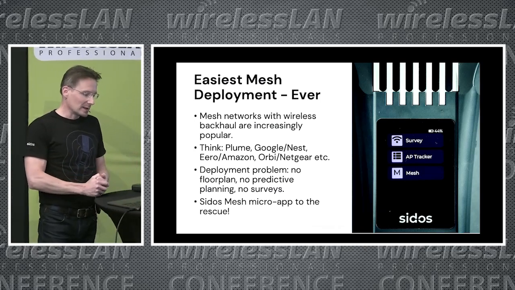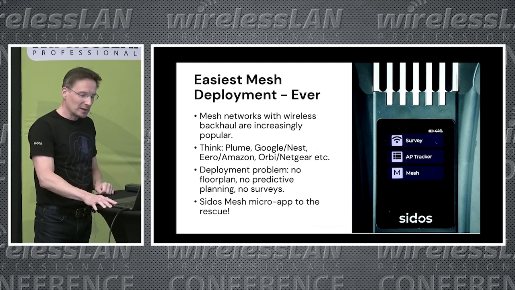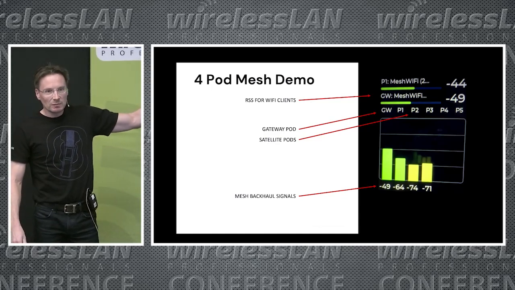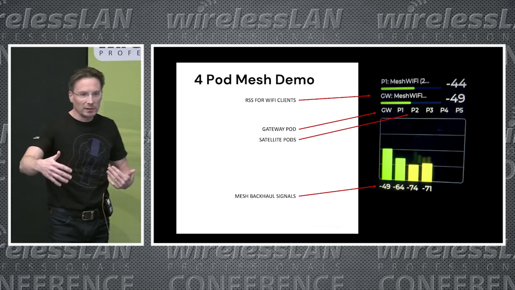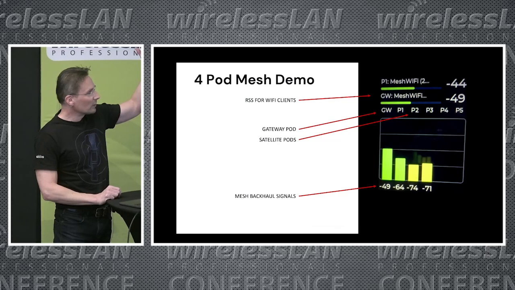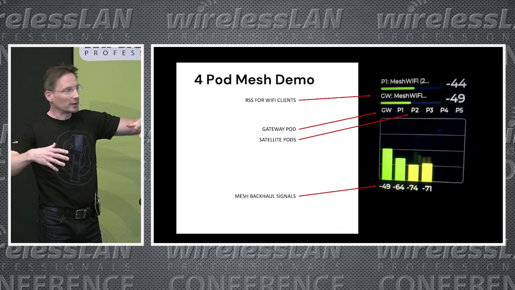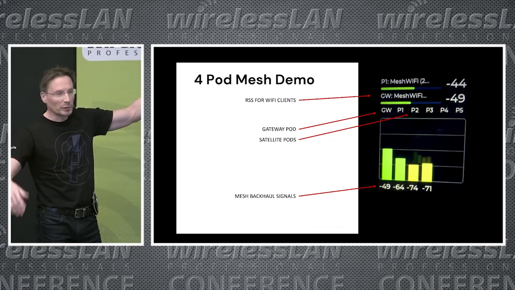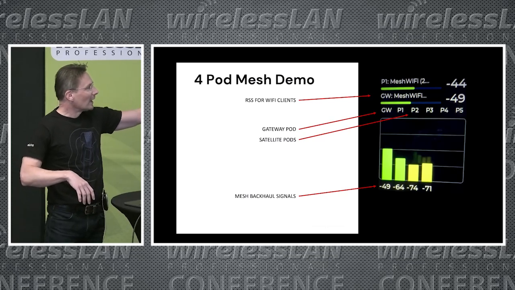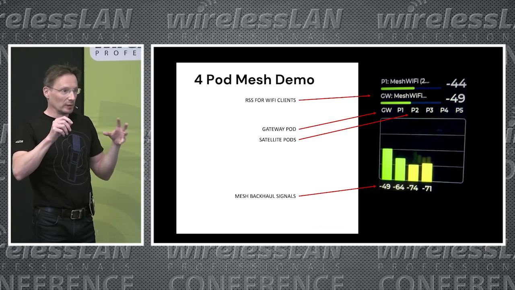So what we did is develop a micro app for mesh deployments. Just hit that mesh deployment app, and this is what you get. So I'm in this demo. In the interest of time, I'm like two thirds through the deployment. So I've deployed 4 mesh pods. And at the top, you see the horizontal bars, and they are the client-facing signal strength at 2.4 and 5, also supporting 6. And then you see the elements, gateway, pod 1, 2, 3. And then these vertical bars are the backhaul signal strength between the pods.